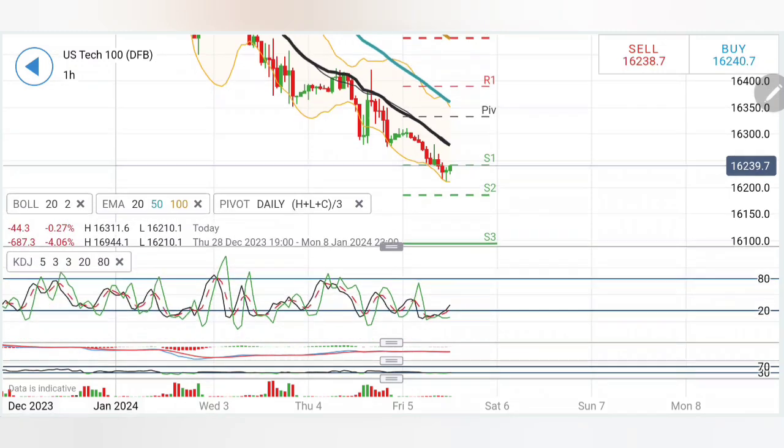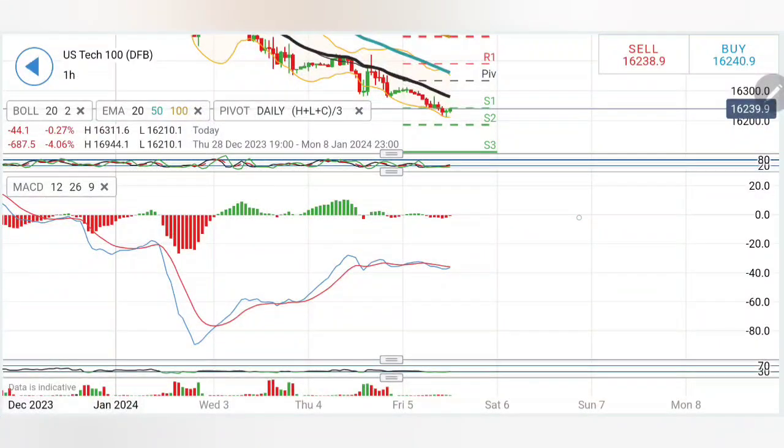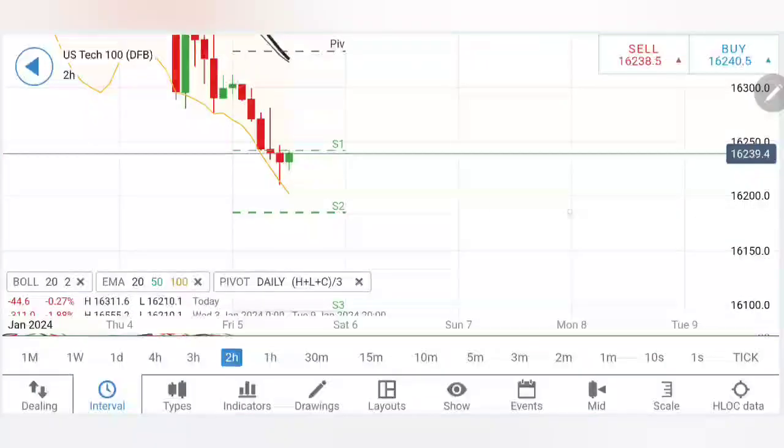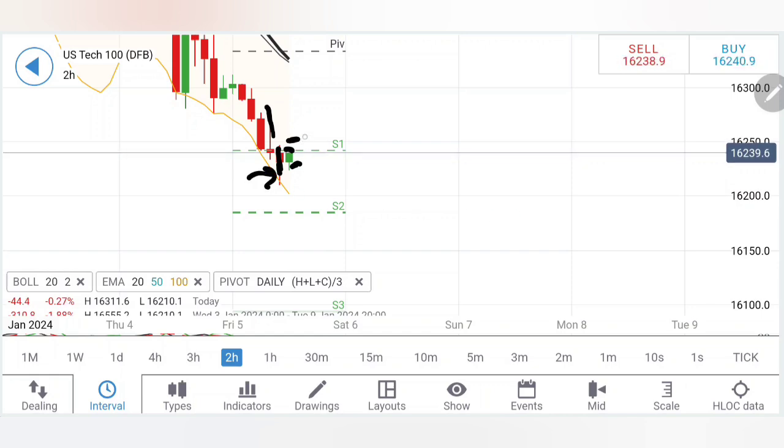The pivot is at 16,180. Stochastic rising, MACD is bearish, trying to converge. It can cross over for a buy, but right now bearish. RSI oversold. On the 2 hour charts, this candle has formed a tail. The preceding candle was a pullback and bearish candle. The last candle has got support on the downside. Price is reversing here. Once you see it is staying above 16,250, 260, we can initiate a buying position.